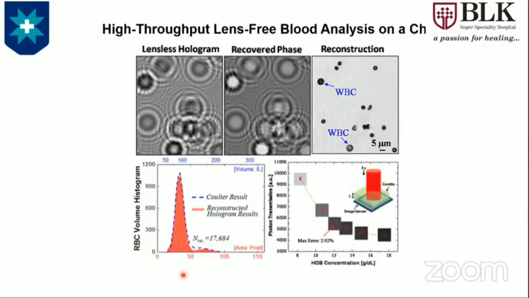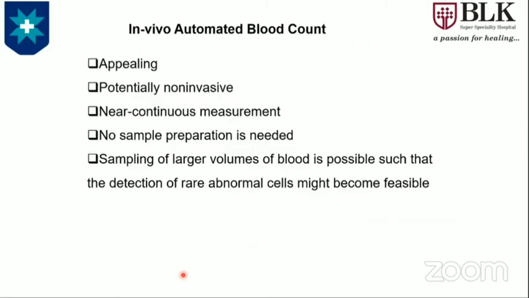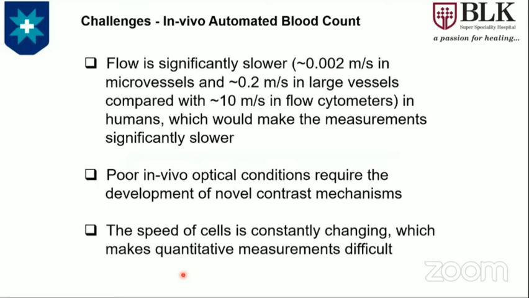Also, a high throughput lens-free blood analysis on a chip, which I already mentioned a little bit, is happening in parallel. What would be best would probably be in vivo automated blood cell counting, where you would not want to remove blood from a vein of an individual to test it. Potentially non-invasive and continuous monitoring of patients is possible. There is something already being developed by Abbott, and it's currently in phase 2 of testing, and hopefully in due course of time we will see it in a better state.